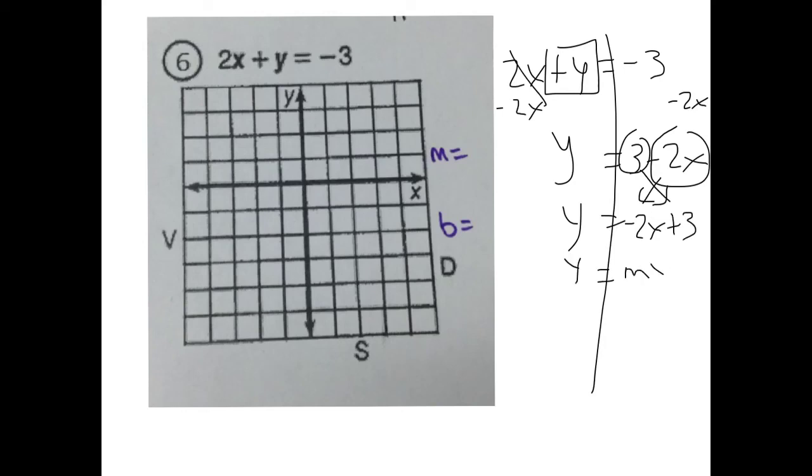Y equals mx plus b. That's our m. That's our b. So negative 2, we got to put over 1 because it always has to be a fraction. And then the b, that's 0, negative 3. So our slope of negative 2 over 1 means down 2, right 1. So we start at the b, then from there we're going to go down 2, over 1. Down 2, over 1. And that is our line.